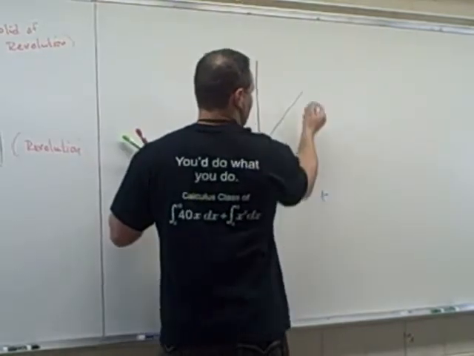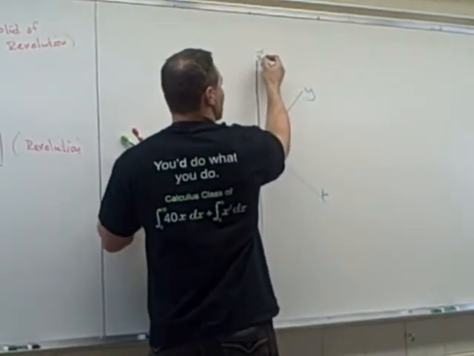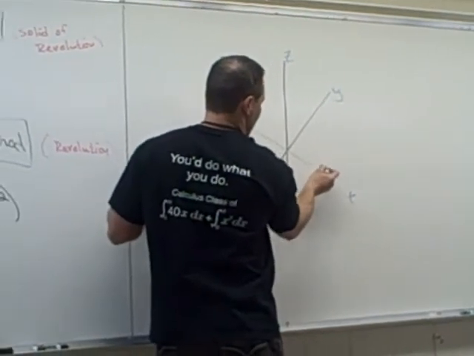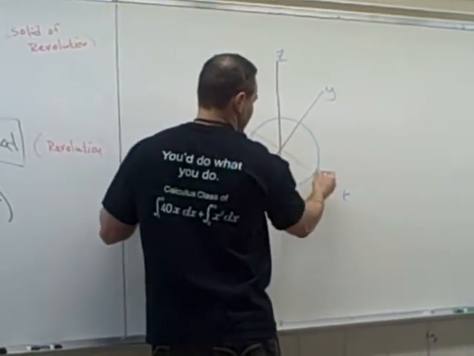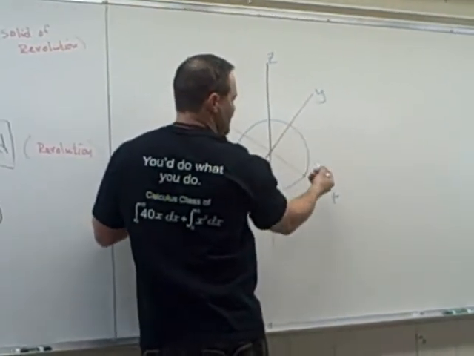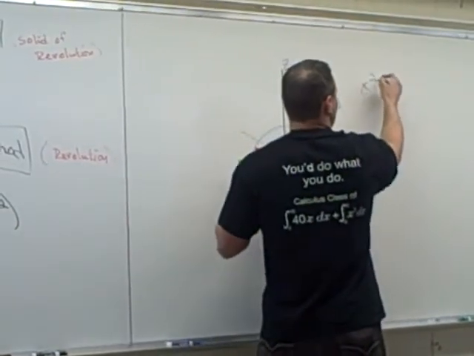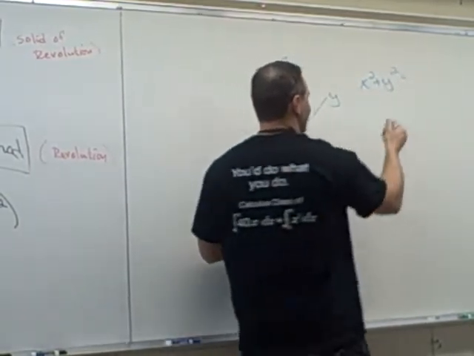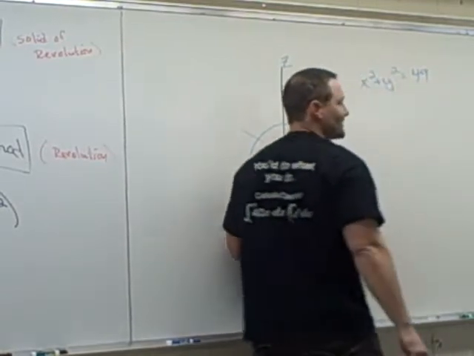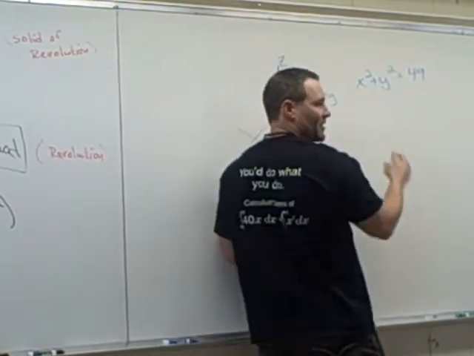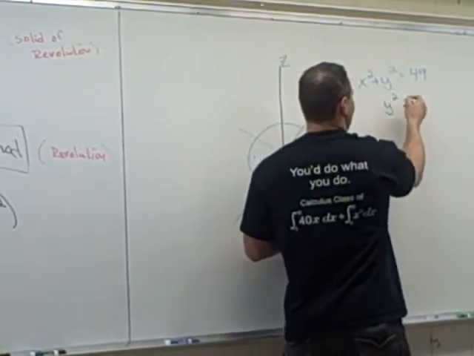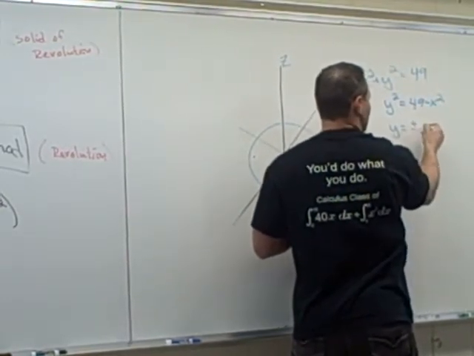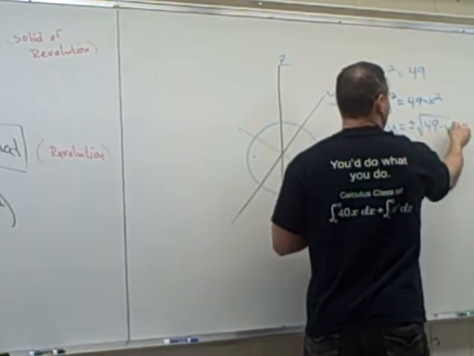Alright, so let's say I've got the x-axis, the y-axis, and this would be the z-axis. Let's say I've got a circle. The whole circle is x squared plus y squared. How big do you want the radius to be? 7. So it's equal to 49. If I solve for y, y would be plus or minus the square root of 49 minus x squared.